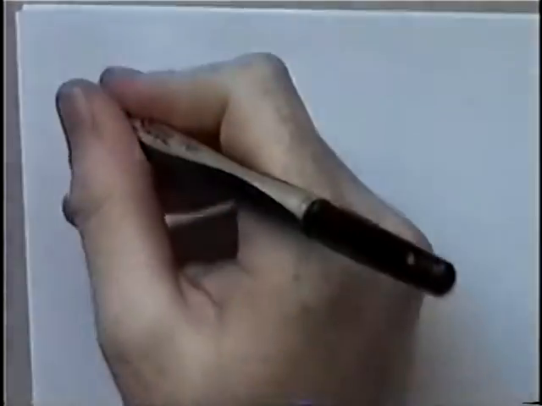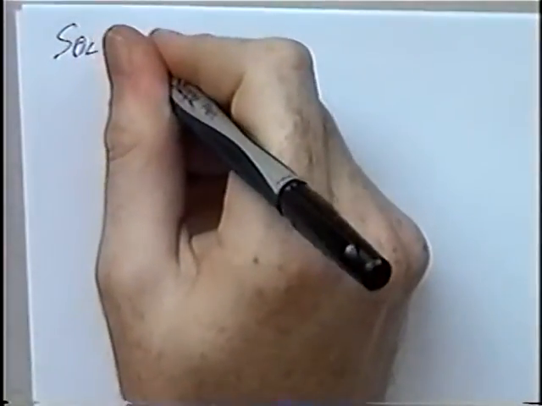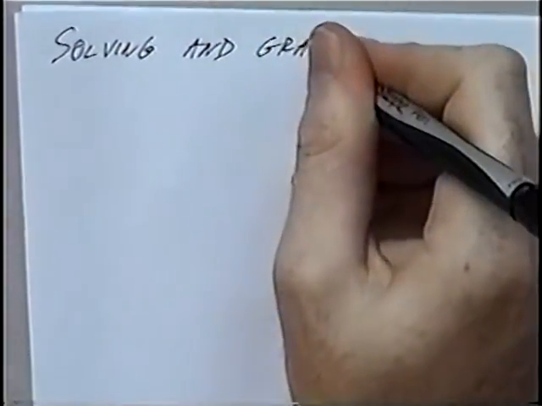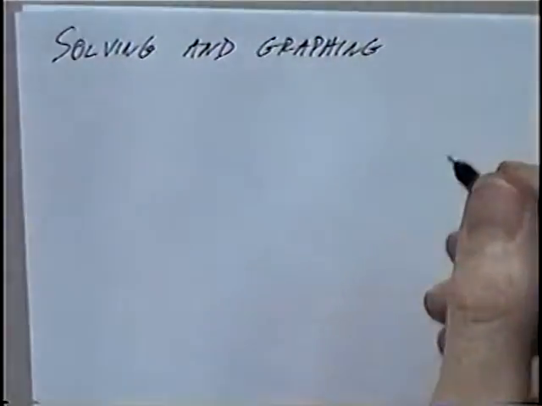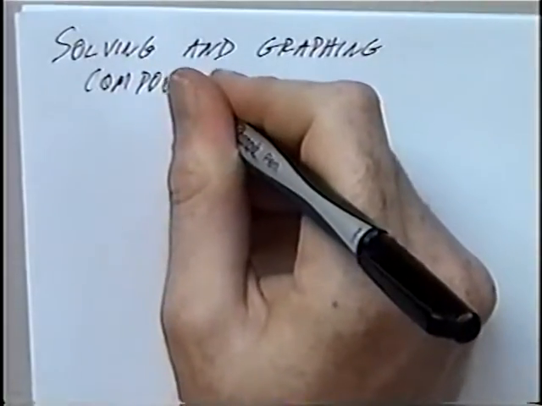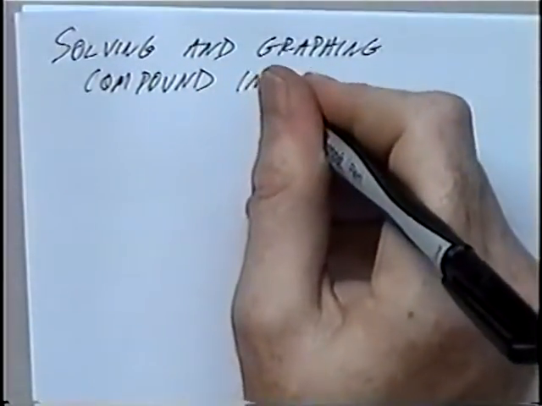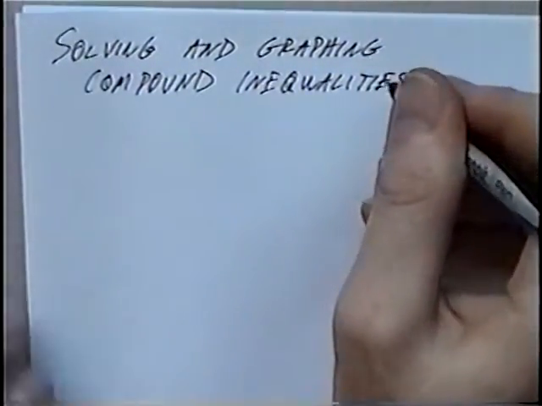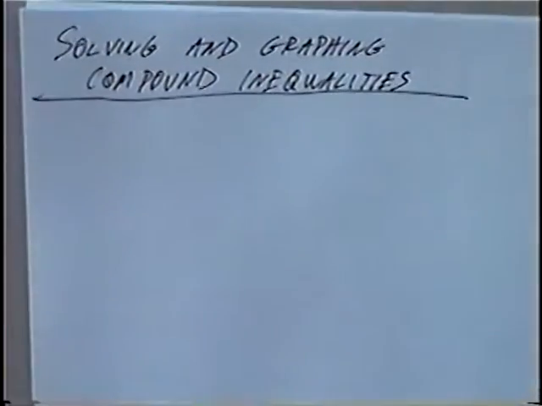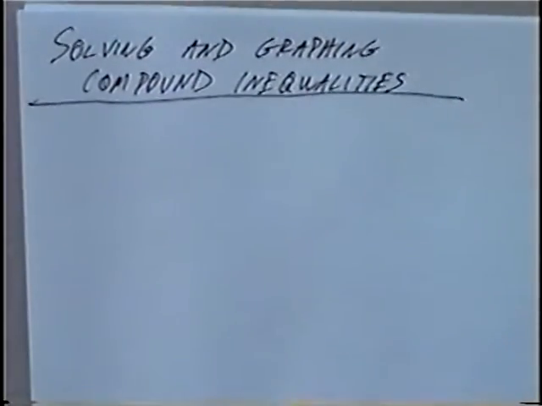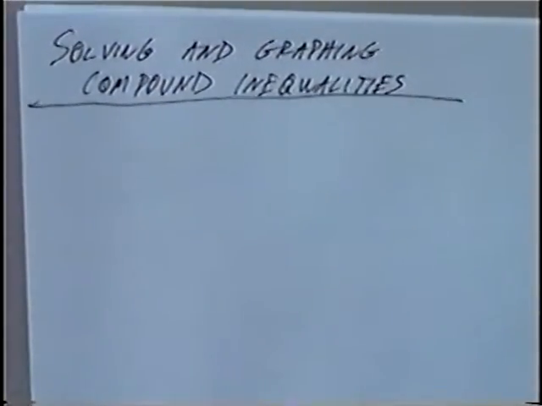Title of the next section is Solving and Graphing Compound Inequalities. In this section, we'll continue to solve and graph inequalities. Compound inequalities means we'll have two or more inequalities on each question.